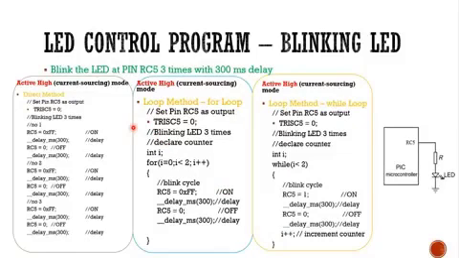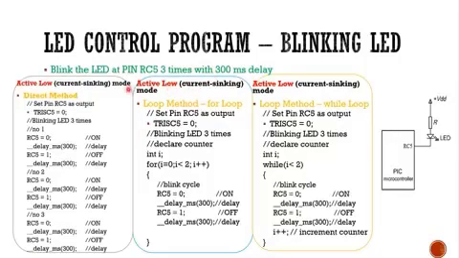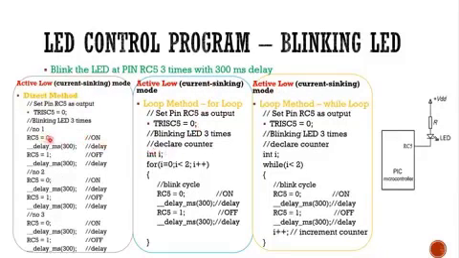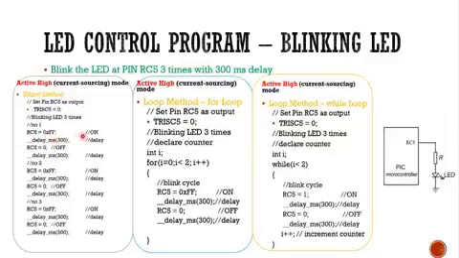So you can see here, this is for current sinking, active low. Looking here, low means that the LED will turn on. High means that the LED will turn off. On, off, because of active low. And for active high, the code is still the same, except that the value here to turn on is only RC5 equal to 1.